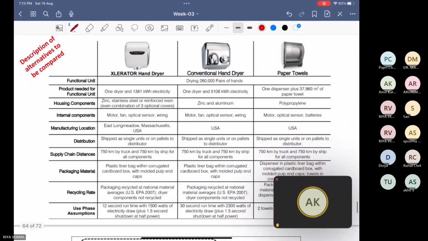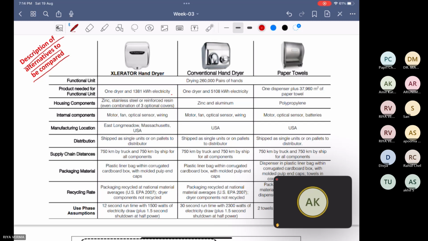अब दिस इज द डिस्क्रिप्शन ऑफ अल्टरनेटिव्स टू बी कंपेयर्ड कि क्या क्या यूनिट्स हैं जो जो इसमें हम कंपेयर करेंगे. तो फंक्शनल यूनिट तो हमारी हमने डिफाइन कर दी 2,60,000 पेयर्स ऑफ हैंड. तो प्रोडक्ट क्या क्या प्रोडक्ट की जरूरत पड़ेगी? 1 ड्रायर एंड 1381 of electricity. For conventional hand dryer, we have 1 dryer and 5108 kilowatt hour of electricity.